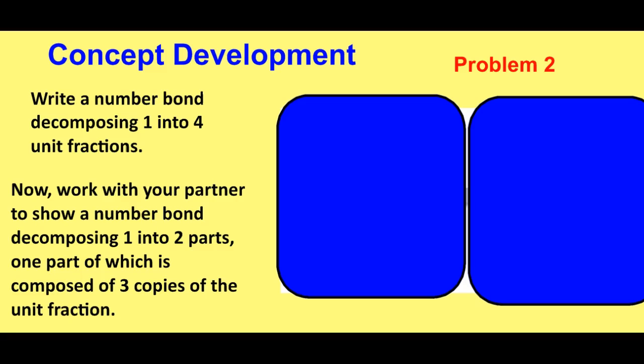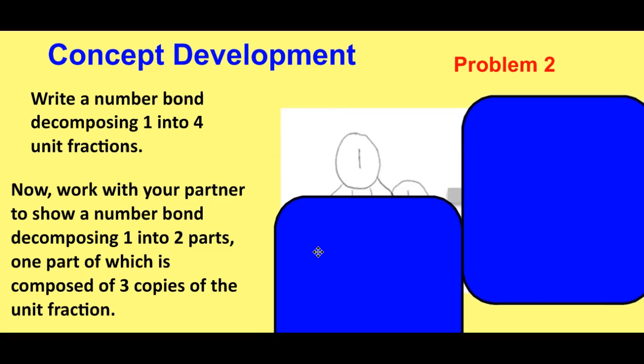Okay, so now we're going to have a number bond decomposing 1 into 4 unit fractions. Okay, so on your number bond, you're going to have a 1 at the top. And remember, whenever we're working with fractions of number bonds, the 1 is going to stand for the whole. So if it says that we have to decompose this number bond into 4 unit fractions, then that tells me if I were to have a circle, that circle would be my one whole, and I'm going to have 4 unit fractions, so that tells me that my circle is going to have 4 equal parts.